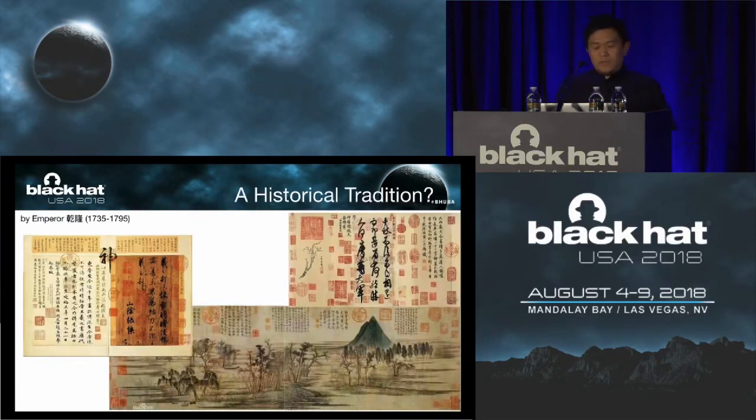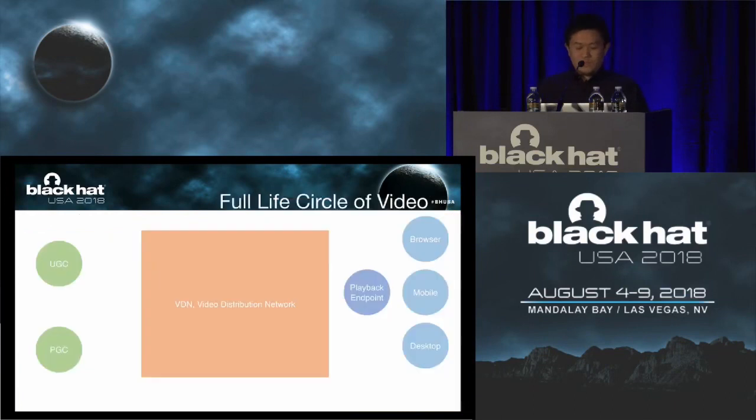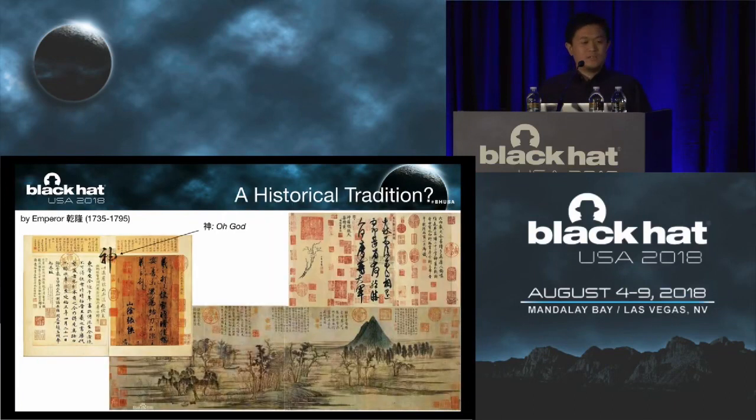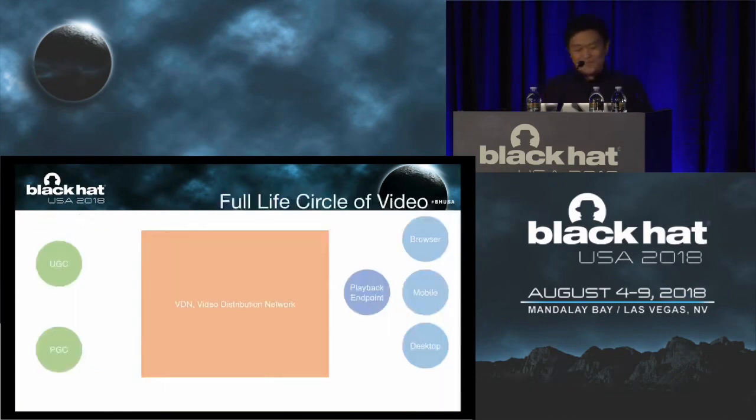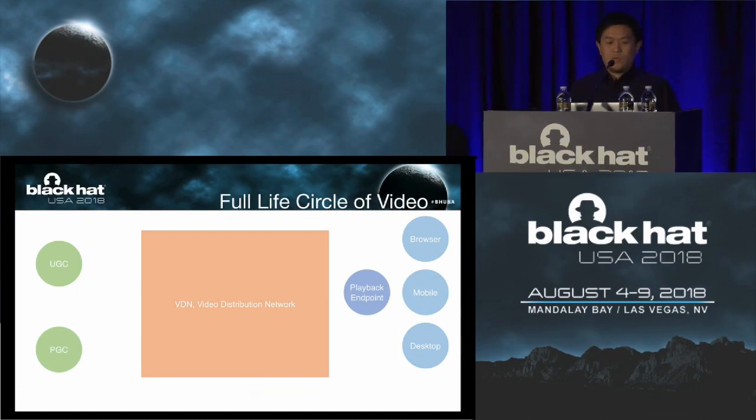So maybe this is a historical tradition, because back in the 17th century, the emperor of the Qing dynasty had a bad habit of placing red stamps on all his collected art. Even worse, when he found something really interesting, he would put a comment. Well, what an emperor.